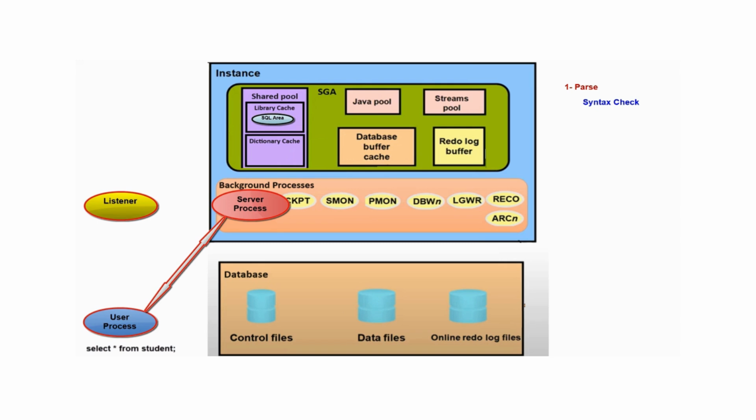2. Semantic check. This is to ensure that the objects and fields are present in the database, from the dictionary cache that contains the metadata. 3. Privilege check. Here we ensure that the user has permission to the required objects and fields. And this is confirmed by the metadata in the dictionary cache. If the previous 3 steps are verified, then the SQL is valid.